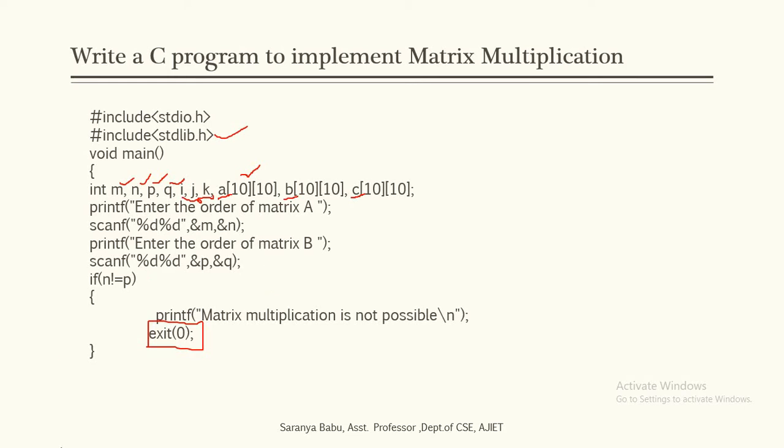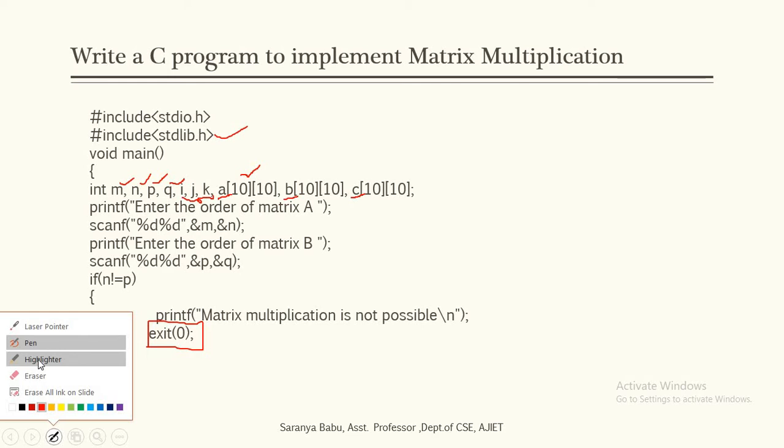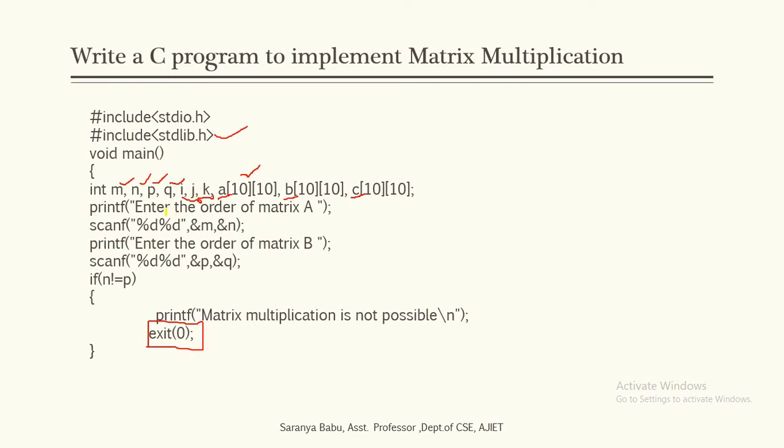Now, we will proceed with the code by asking the user to enter the order of the matrix. That is, A's matrix order is mentioned by the variables m and n. Here m refers to the number of rows and n refers to the number of columns. Say for example, if the user has entered 3 and 2, 3 is rows and 2 is columns.